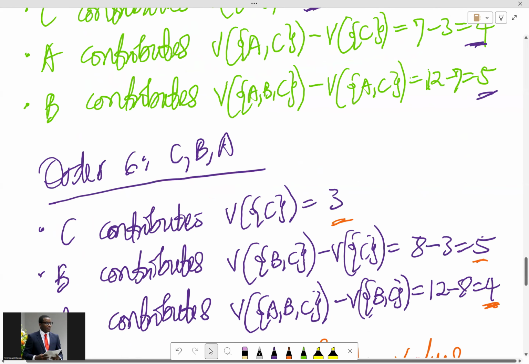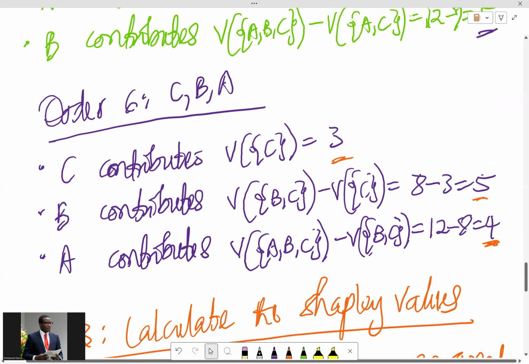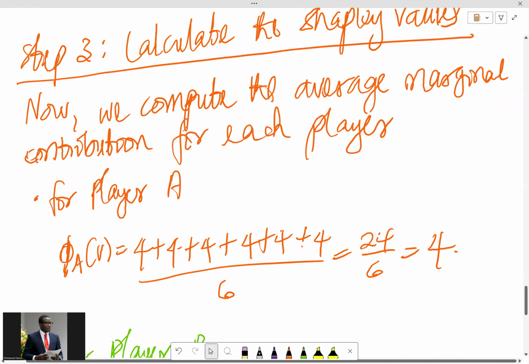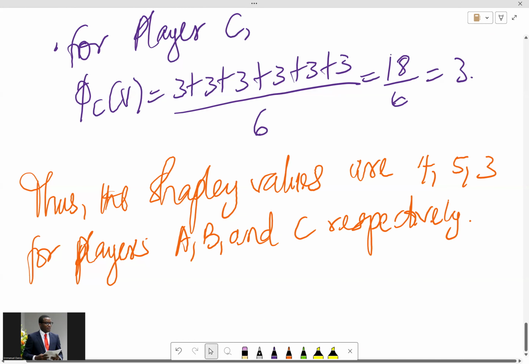I think it's corresponding with what we had before. Okay, it's 4, 5, 3, right? I think it was 4, 5, 3 we also got for what we did previously. So the Shapley values are 4, 5, 3 for players A, B, and C, respectively. So that brings us to the end of this idea of Shapley values. And it's looking like it's corresponding with the core that we also found the other time.